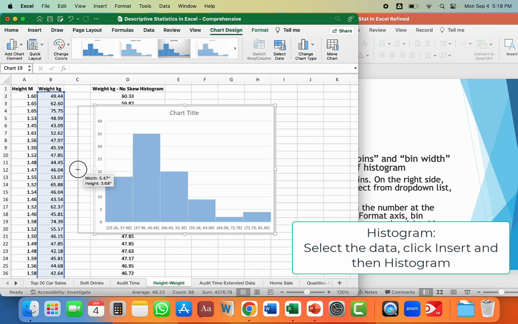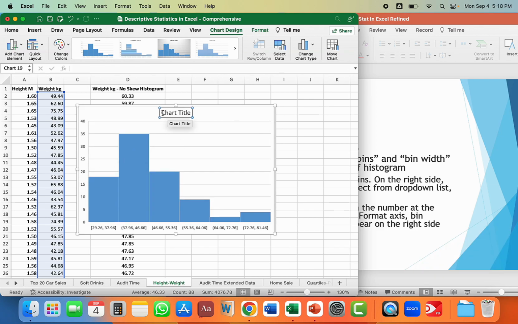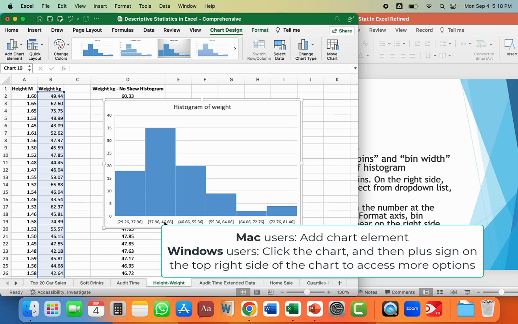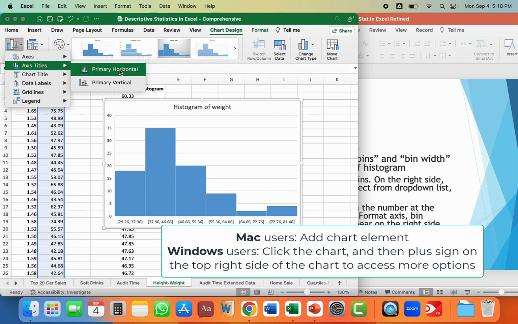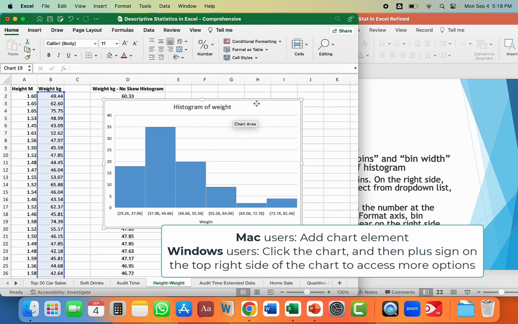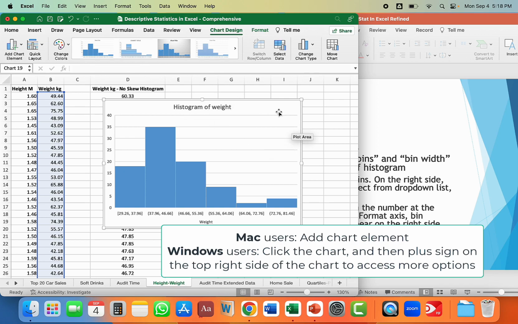Now we'll be discussing this histogram, but let's do a little bit of labeling. First of all, chart title, I will write here histogram of weight. Let's also add here an x-axis label. If you are using a MacBook, then you will click here on the top left where it says add chart elements, axis title, primary horizontal, and for primary horizontal I will add here weight.